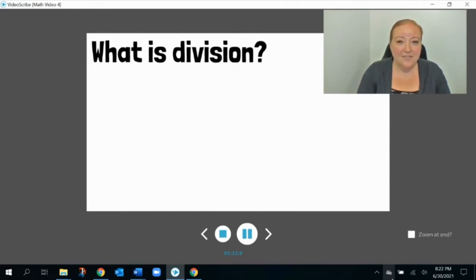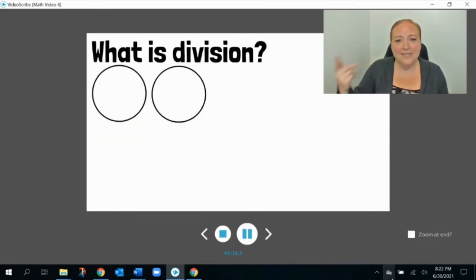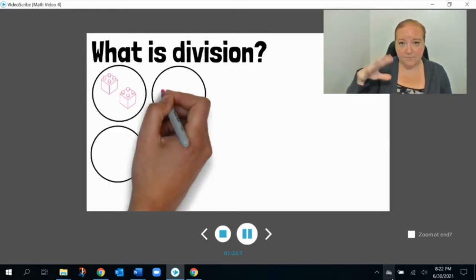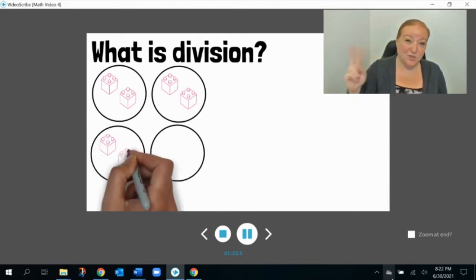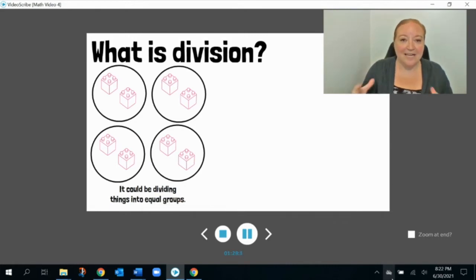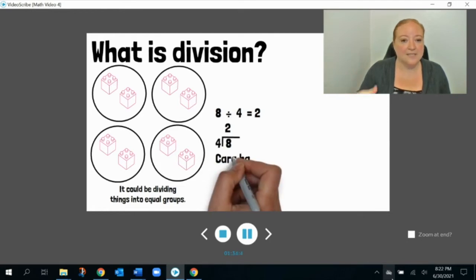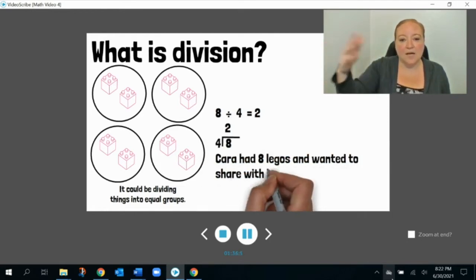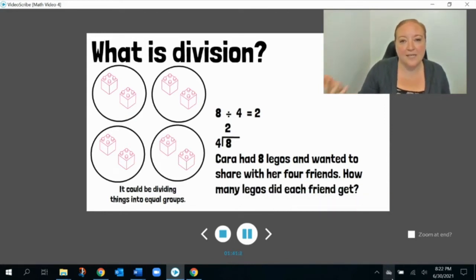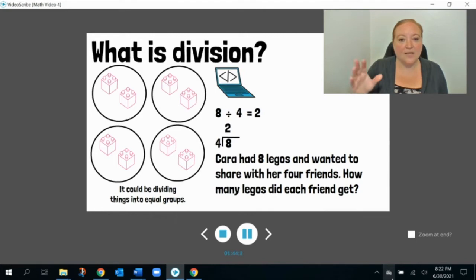All right. First, let's talk about what is division. Okay. I realized I didn't really cover that last time. So in case you're having a problem kind of envisioning what it is, there's kind of two ways to describe division. One way is this that you see on the screen. It could be dividing things into equal groups. And what this specific picture would look like is 8 divided by 4 equals 2. Kara has 8 Legos and wanted to share with 4 friends. How many Legos did each friend get? Right? So we know that each friend got 2. So this might be a good time to take a quick screenshot if you're still wondering what division is.